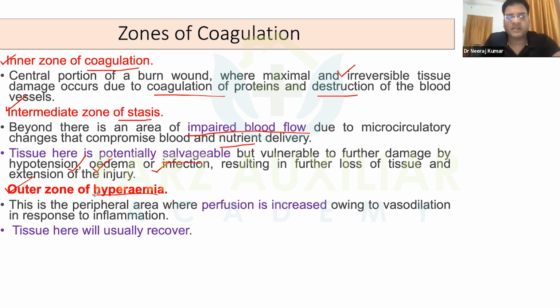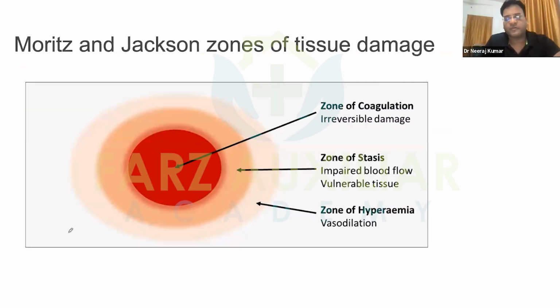And the third part, the outer zone of hyperemia, is basically a peripheral area where perfusion increases because of vasodilation in response to various pro-inflammatory mediators, and this tissue will usually recover. So recovery occurs in the outer zone, not in the inner zone. The intermediate zone is a zone of stasis, which is salvageable, but it is vulnerable if situations like hypotension, edema, or infection are there. So for further understanding, the central zone is the zone of coagulation, which is irreversible.